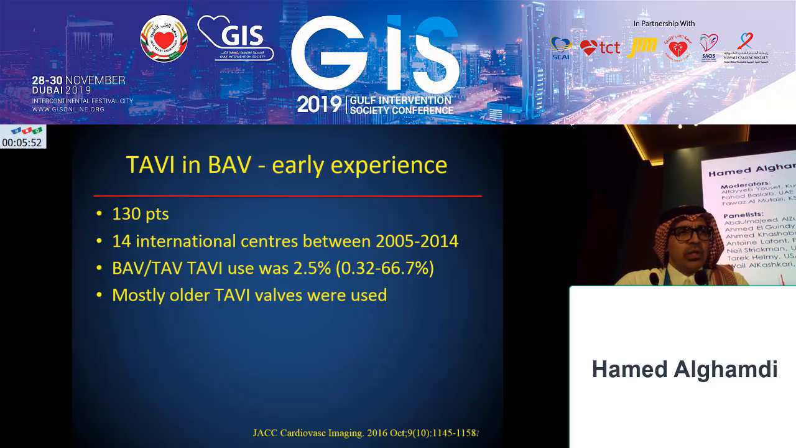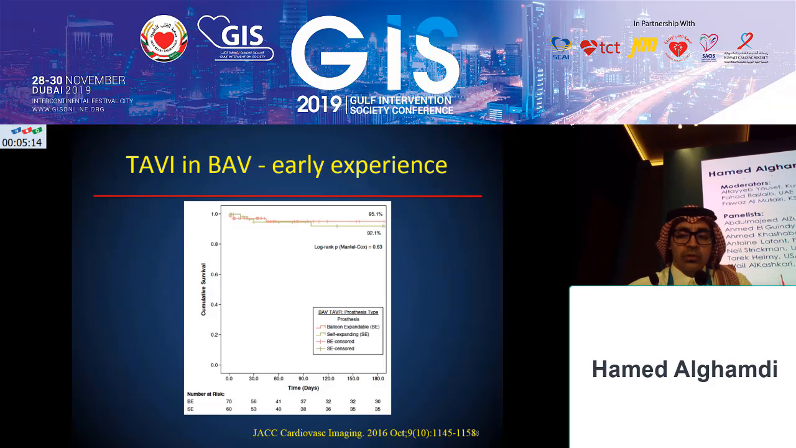I'll just share with you quickly a few studies to reflect the change of paradigm, old data compared to the new, more contemporary data, which again is mostly case series or registry based. In the old days, we had a series that included 130 patients from 14 international centers between 2005 and 2014. The use of TAVI in bicuspid valve was almost 2.5%, which, as the previous slide showed, is about the average everywhere. In that study, most of the devices used were old devices, including both self-expanding and balloon-expandable valves.